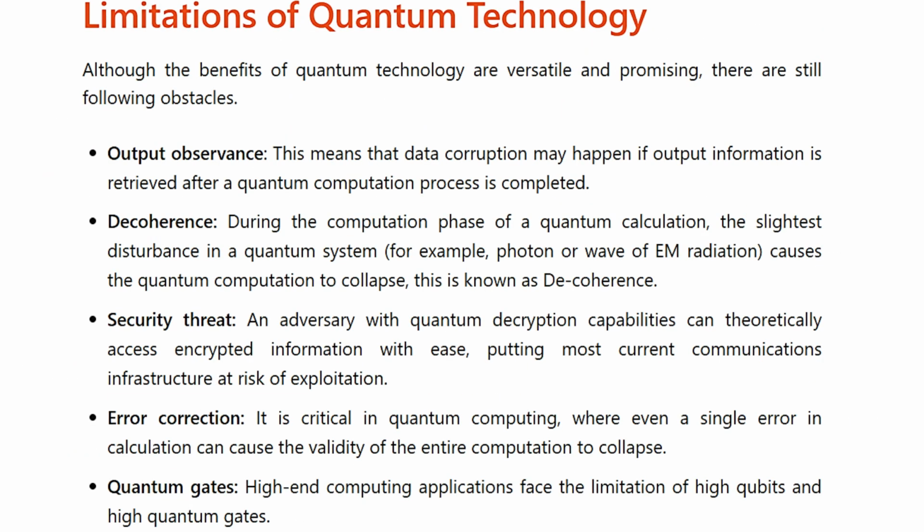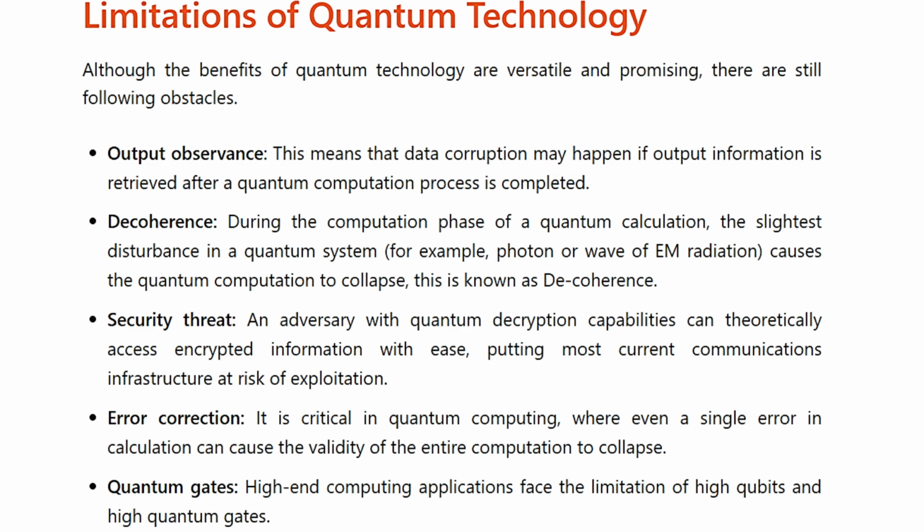Limitations of quantum technology. Although the benefits of quantum technology are versatile and promising, there are still the following obstacles. Output observance. This means that data corruption may happen if output information is retrieved after a quantum computation process is completed. Decoherence. During the computation phase of a quantum calculation, the slightest disturbance in a quantum system, for example, a photon or wave of EM radiation, causes the quantum computation to collapse. This is known as decoherence.